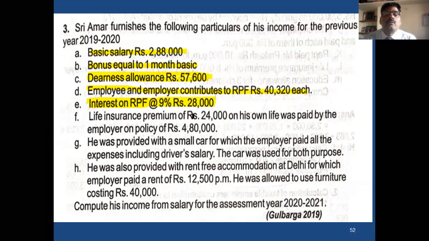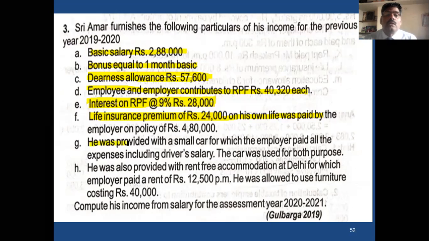Next, come to the life insurance premium 24,000. Life insurance premium 24,000 on his own life was paid by the employer. Paid by the employer means it is an income to the employee. If the employee himself paid the insurance premium, then this is not an income. It is an income because it is paid by the employer. Therefore, it is taxable. LIC premium paid by the employer is a taxable emolument. Then next, the policy value is 4,80,000. This is not a matter related to income tax. It comes under the deduction, maximum premium is to be 20% of policy value. That point comes in the deduction. I'll tell you whenever I take the deduction chapter.